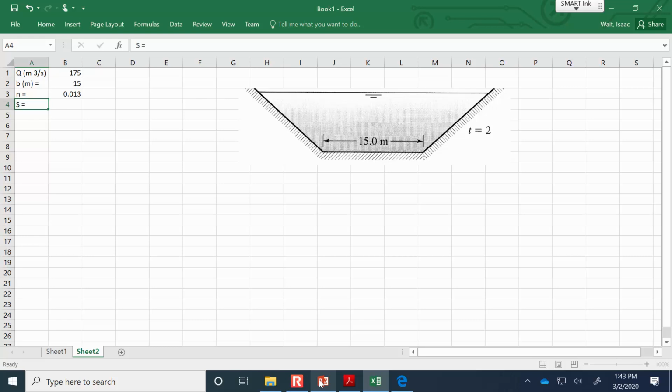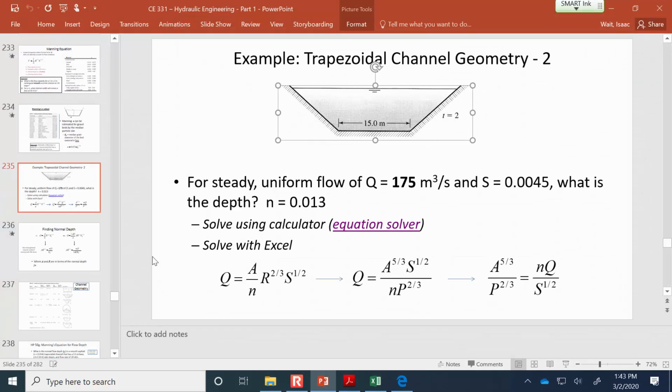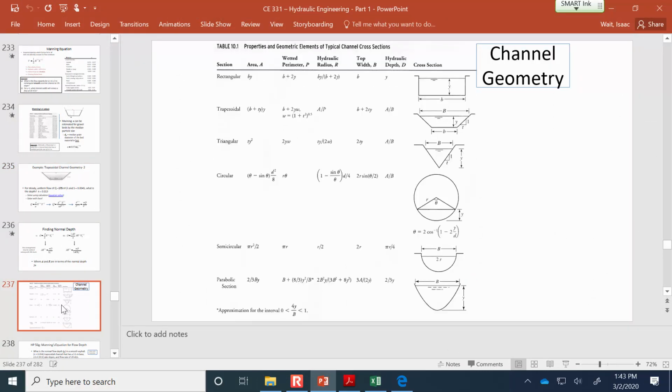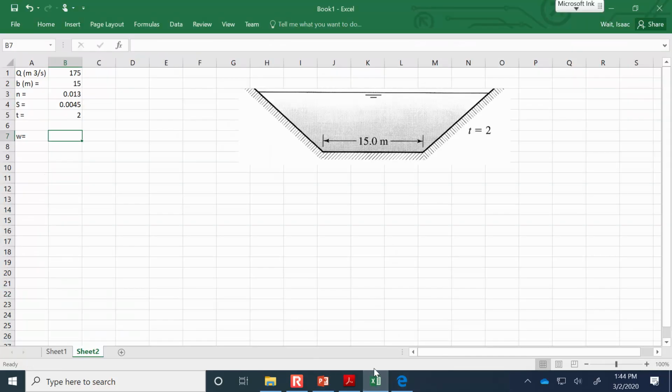The slope of it is 0.0045. And the side slope is 2. Okay, so the first thing we have to calculate is this factor W. And let me go back to the geometric parameters here. So you can see that W is 1 plus t squared to the 1/2 power. So equals 1 plus t squared to the power of 0.5.